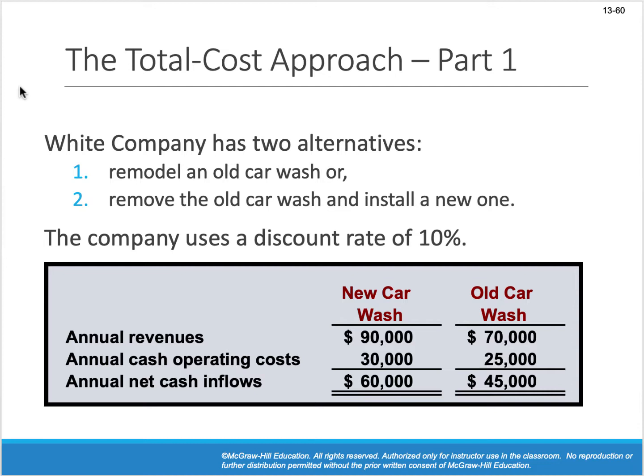Some important things we need to recognize. First is the company uses a discount rate of 10%. Then they tell us that the net annual cash inflows are $60,000 for the new car wash and $45,000 for the old car wash.